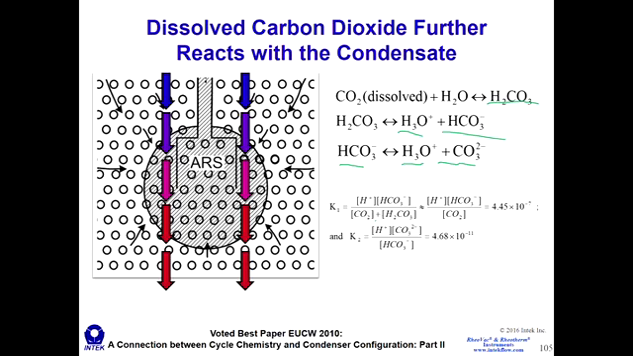Now, the reaction rates are 1,000 times faster in the forward direction than the reverse reaction. So once the CO2 is dissolved into the water, into the condensate, and has created carbonic acid, bicarbonate, and carbonate, it doesn't come back out before reaching the hot well. In fact, it doesn't even come out until the deaerator or polishing system starts to attack it.